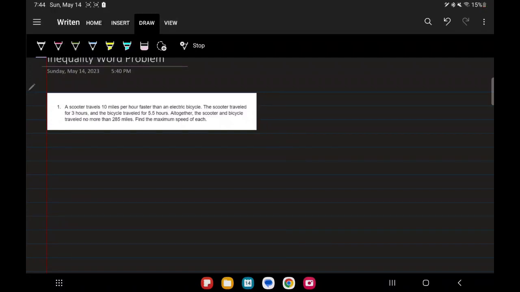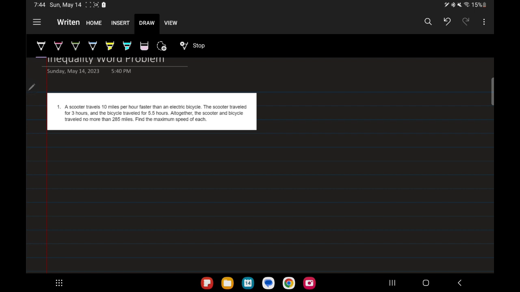Okay, we're going to review for the final, and our first problems are going to be inequality word problems. So for this first one, we have a scooter traveling at 10 miles per hour faster than an electric bicycle. The scooter traveled for 3 hours and the bicycle traveled for 5.5 hours. Altogether, the scooter and bicycle traveled no more than 285 miles. Find the maximum speed of each.